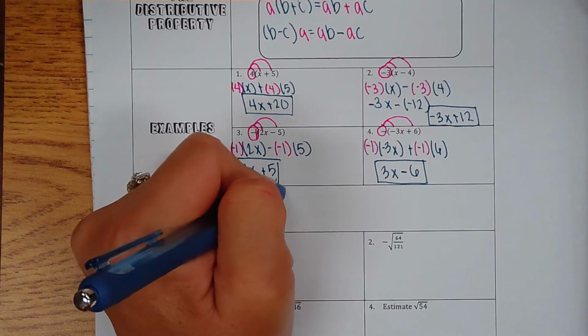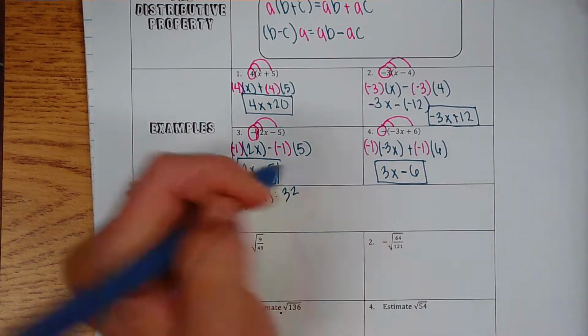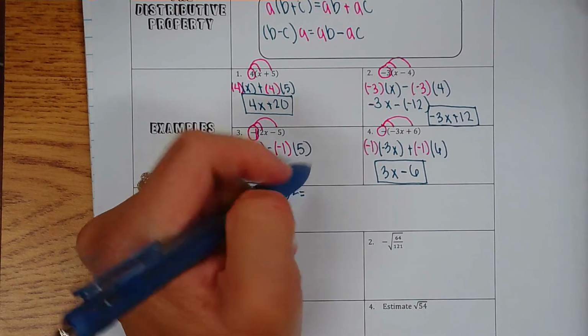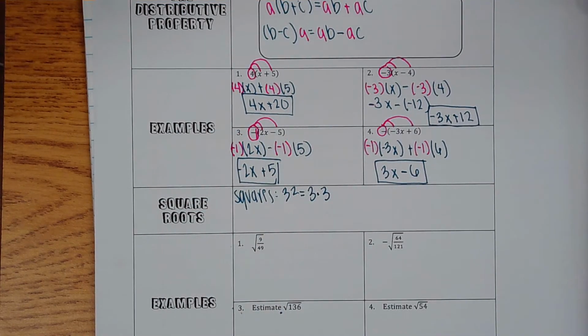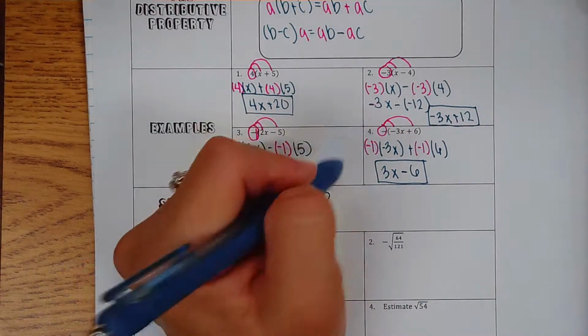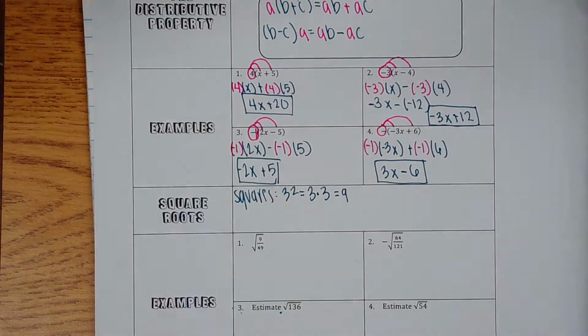Let's say we have 3 squared. That is traditionally written as 3 times 3, right? 3 squared would be 3 times 3, which equals 9. The square root undoes whatever a square has done.